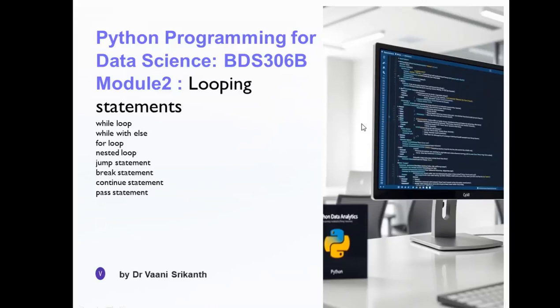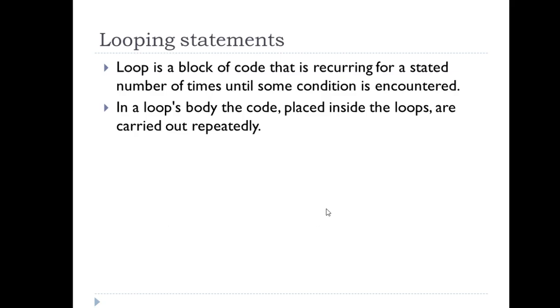Today's session we will discuss the different types of looping statements in Python. These are the different looping statements we will discuss today: while with else, for, nested loop, jump, break, continue and pass. So first let's try to understand what is a loop.